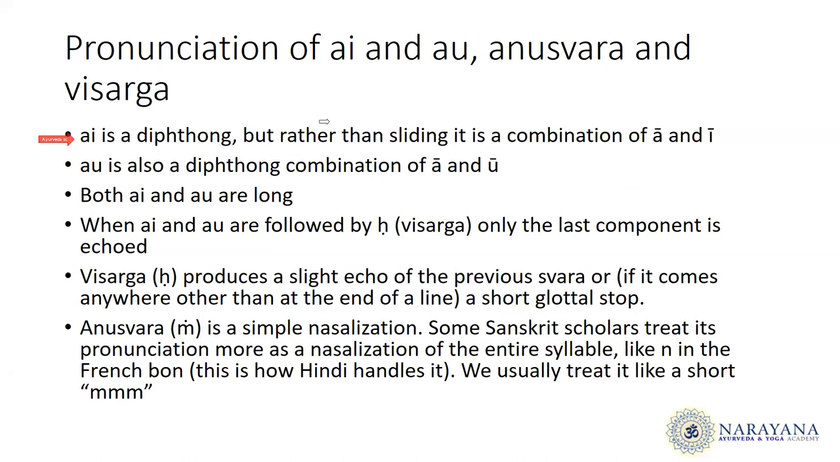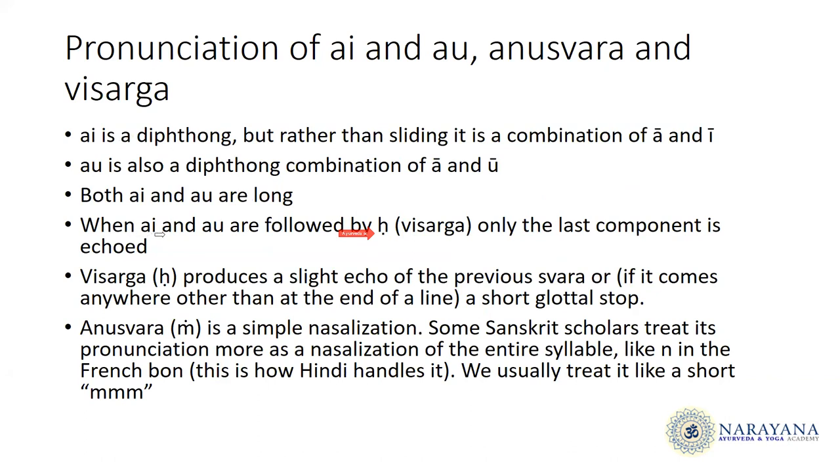Ai is a diphthong, but instead of sliding, it's sort of a combination of a and i, except you're not really exaggerating, it's just ai. And au also is a diphthong, a combination of a and u. Both ai and au are long. When ai and au are followed by visarg, this H with a dot under it, it means that we only echo the last component.